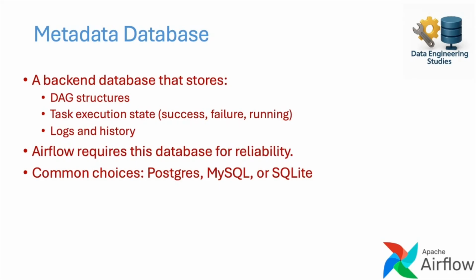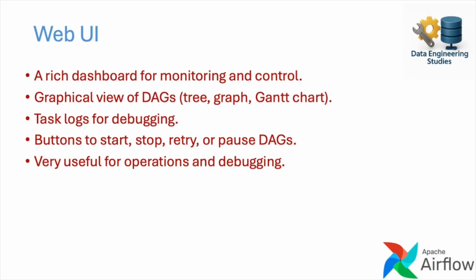The next component is the Web UI. Web UI in Airflow is the main interface for monitoring and controlling workflows. It provides rich dashboard where you can view DAGs in different formats like tree view, graph view, or Gantt charts. Web UI checks task logs for debugging issues. It uses buttons to start, stop, retry, or pause a DAG with a single click. Web UI is extremely valuable for operations and debugging, giving engineers full visibility and control over their pipelines.